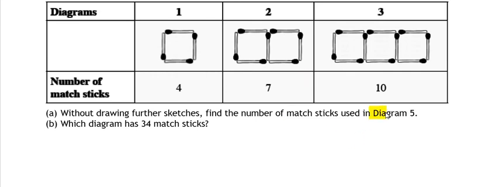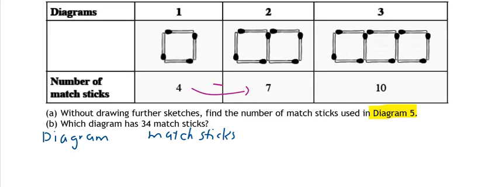Here, you are given diagram number 1, diagram number 2, and diagram number 3. Without further sketches means that you have to list down the diagram number, and I will just put in the number of matchsticks. Before we do the diagram number, we have to figure out the rule within the number of matchsticks used. And you can see here that you are increasing each diagram by 3. You add 3 for each.